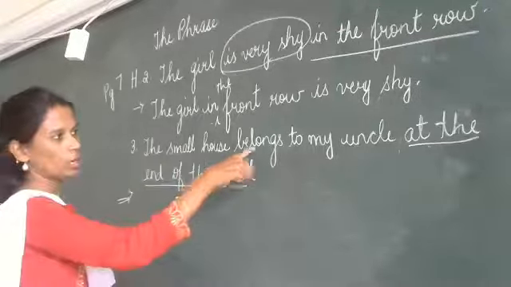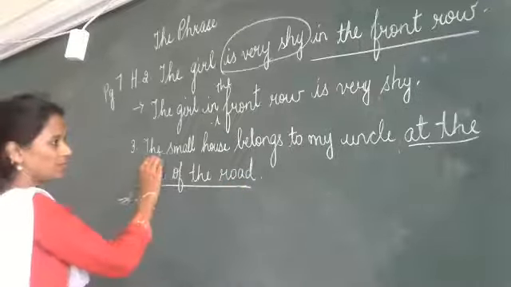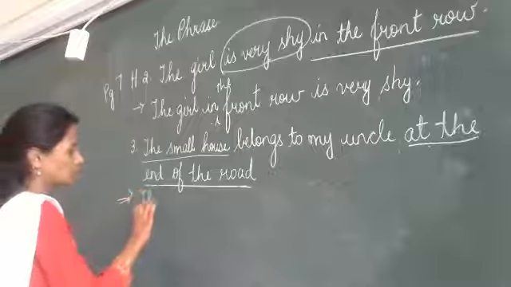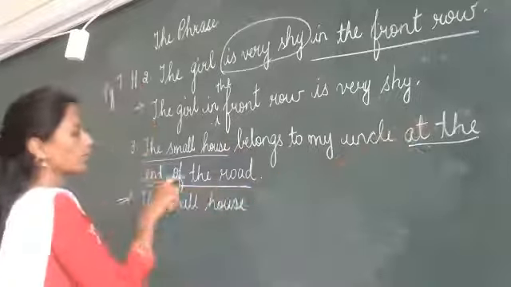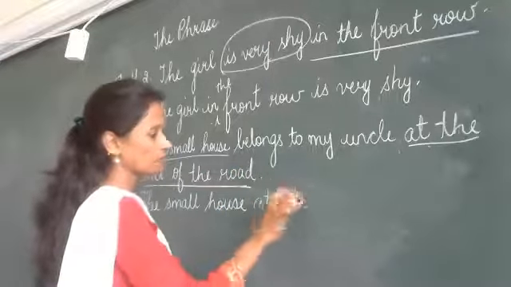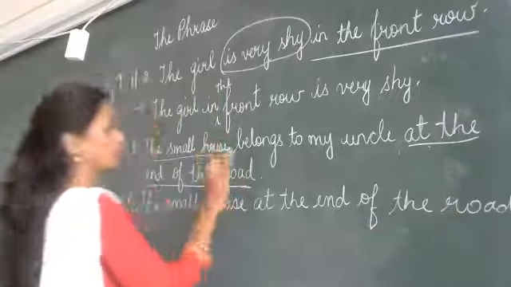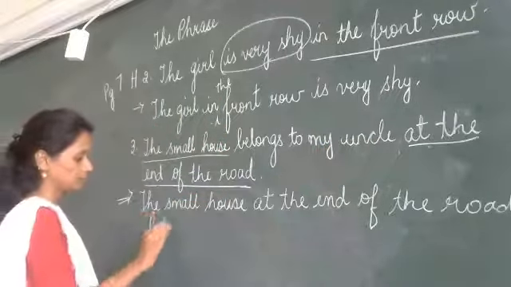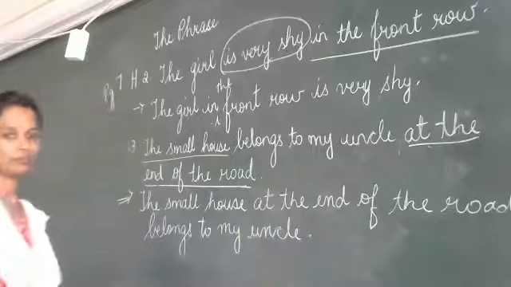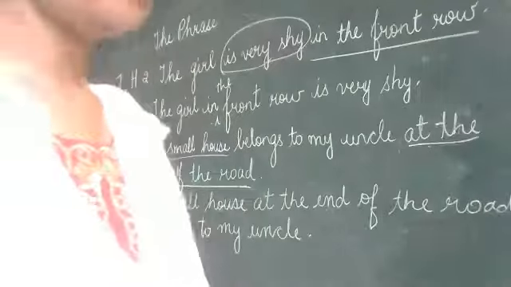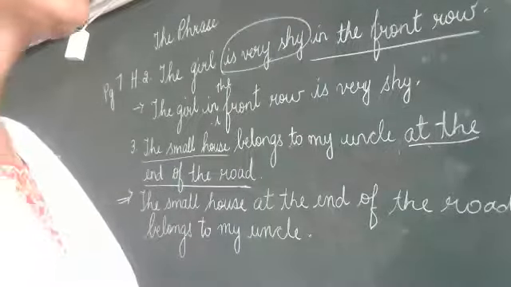The small house belongs to my uncle at the end of the road. So which part will I start with first? I will start with the small house. The small house at the end of the road, write it down children, and then belongs to my uncle. Written, everyone?